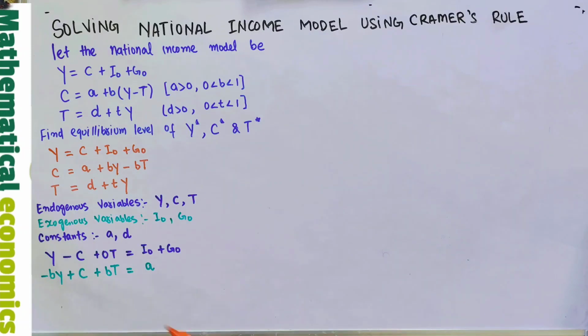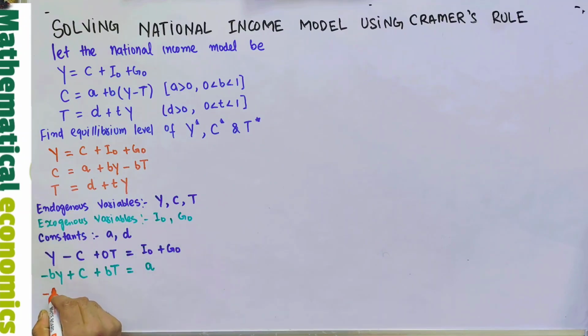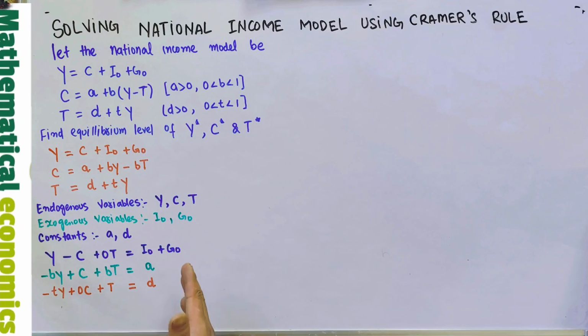Similarly, for the third equation, I write them in order. First, transposing ty to the LHS, it becomes minus ty. Then I don't have any c here, so let's write 0 times c. Then I have t here, so t should be equal to d. What I am doing here to solve these equations using Cramer's rule is first moving all my endogenous variables to the LHS and the exogenous variables or constants to the RHS.